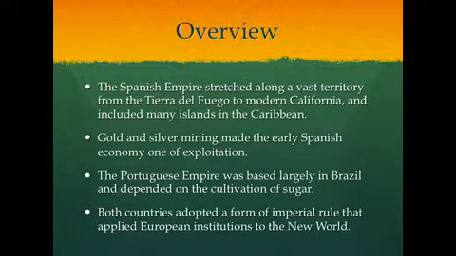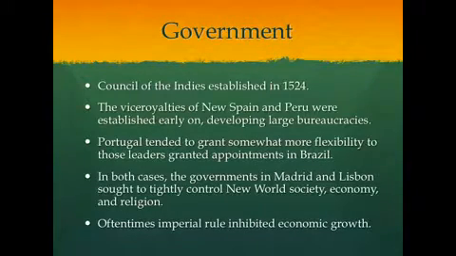Both of these countries adopted forms of imperial rule that took European institutions, European ways of governing their home countries, and applied them to the New World to a greater or lesser extent. We'll see a little bit of compare and contrast, the way the Spanish apply this and the way the Portuguese apply this. In terms of government, the Spanish Empire institutes what's called the Council of the Indies in 1524. So really just a few years after exploration was begun in the 1490s. The Spanish put in a system, an apparatus to govern its new territories.